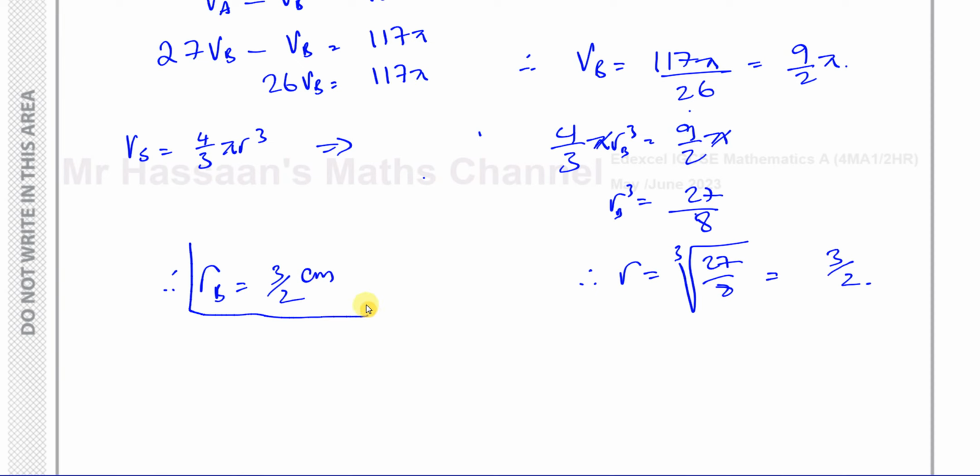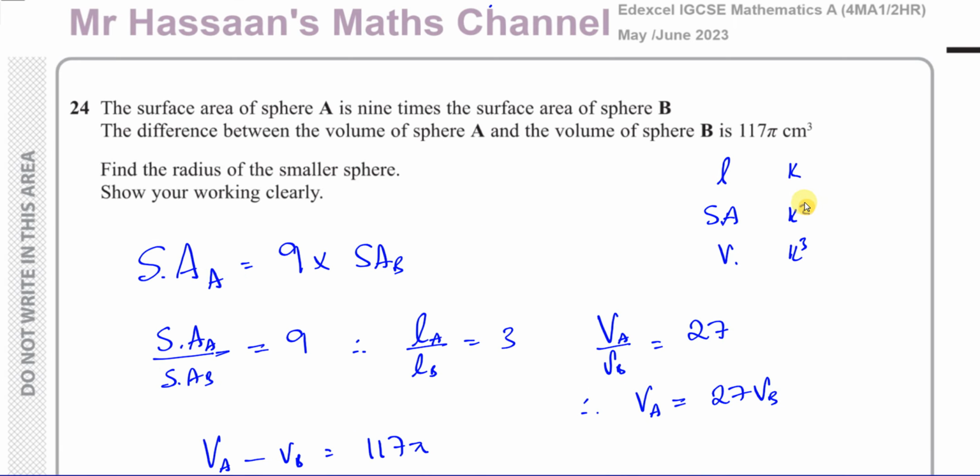So there's the answer to this question. It's pretty straightforward, but you have to think a little bit about this one. You have to understand the ratio of the volumes and the ratio of the areas, how they're related to each other. So if the ratio of the lengths is k, the ratio of the areas is k squared, the ratio of the volumes is k cubed. So you can interchange between them.